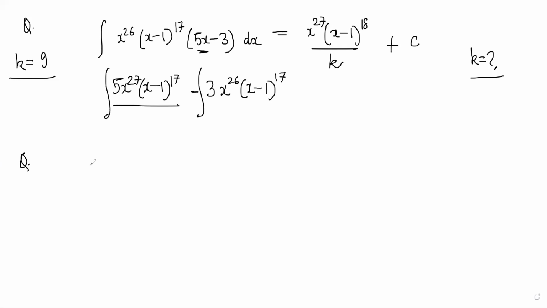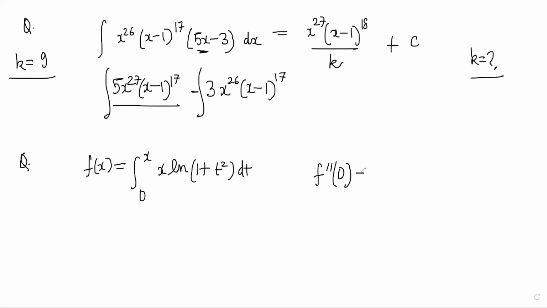The next one was f of x is equal to integral of 0 to x ln of 1 plus t square dt. And you have to find out f double dash 0, right? It's 0. It is 0. How have you done it? F dash x was what for you?